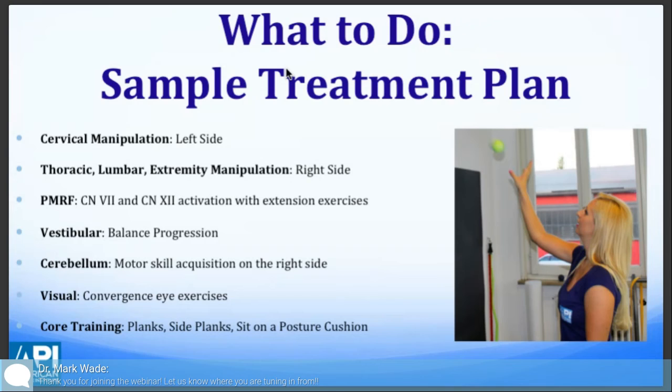For example, for the facial nerve and the hypoglossal nerve, you want to be doing facial stimulation and working with the tongue to stimulate those cranial nerves while doing extension exercises. And then for the vestibular system, doing the balance progression, specifically on the left side because they had left vestibular dysfunction. You can do it on both because the patient needs to develop balance on both sides. But if you want to be more specific, for example, adding vibration while the patient is standing on their left leg would be a good progression.